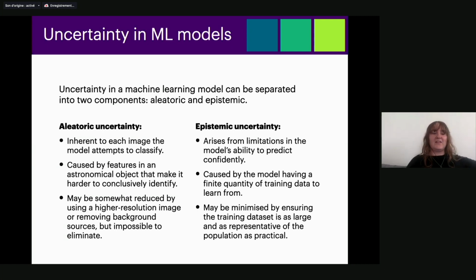Epistemic uncertainty, on the other hand, is uncertainty within the model itself that arises from it having a limited ability to make predictions with confidence. As the training set can't represent every variation within a population of objects, the model has a limited quantity of information to use to make its predictions, and thus it will always have some degree of uncertainty in any prediction it makes. For sources that are significantly different from its training set, the model's uncertainty can become very high and its predictions extremely unreliable. This uncertainty can be minimized by ensuring the training set is as large and as representative of the general population as possible.